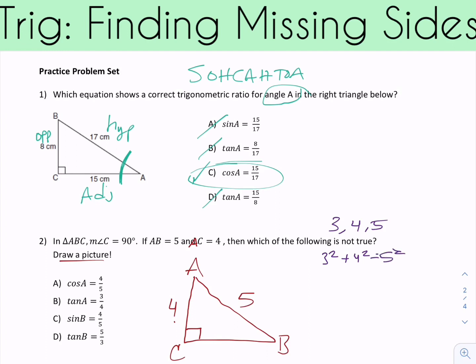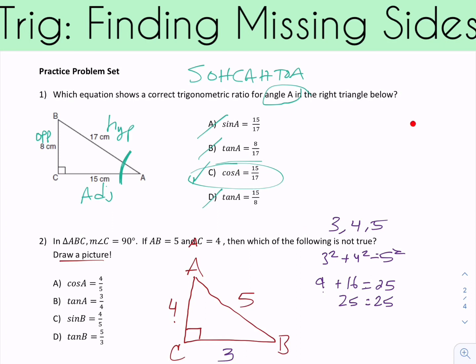And what happens is you get 9 plus 16 equals 25, and 25 equals 25. So we know that 3, 4, 5 is a very, very famous Pythagorean triple. So without much work, we know that the missing side has to be 3. So now let's think about these.